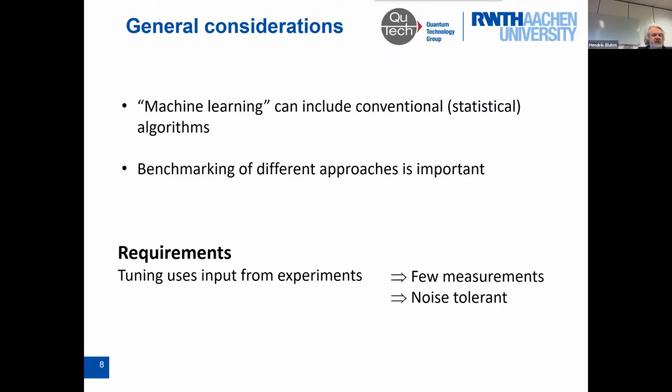And then finally, what these tuning methods have in common is a set of requirements. They use input from experiments, which is typically more costly than just evaluating a numerical function. That means one wants to do relatively few measurements. And second, perhaps even more important, since measurements have inherently more noise than typical numerical simulations, the tuning algorithm must be noise tolerant and able to deal with the uncertainty without becoming unstable or losing convergence properties.